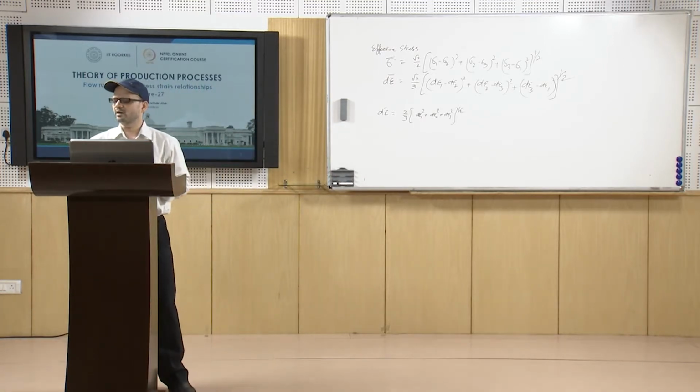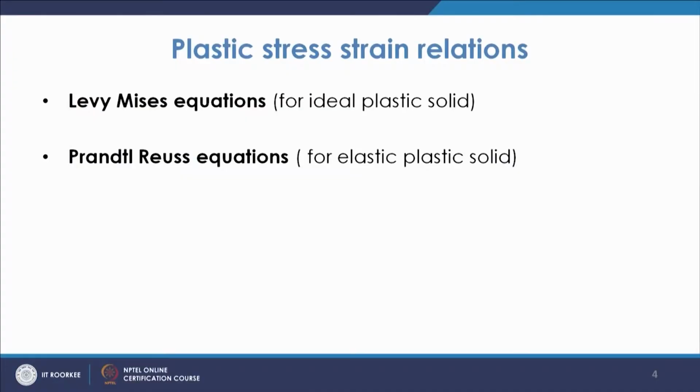When we talk about plastic stress strain relationships, basically you have two kinds. One is the Levy Mises equation, which talks about the ideal plastic solid. It talks about large plastic strains, so it calculates the value of stresses in the case of large plastic strains. The other kind of relationship is suggested by Prandtl-Reuss, who has also taken the elastic strain component.